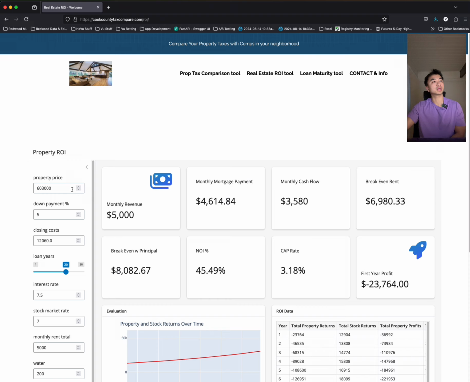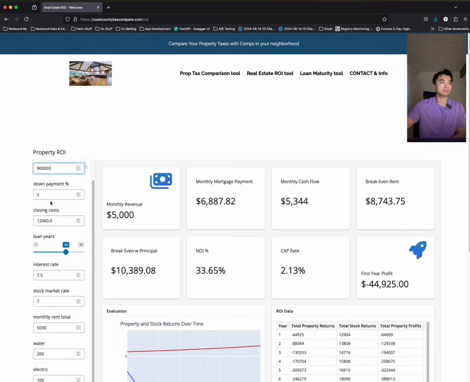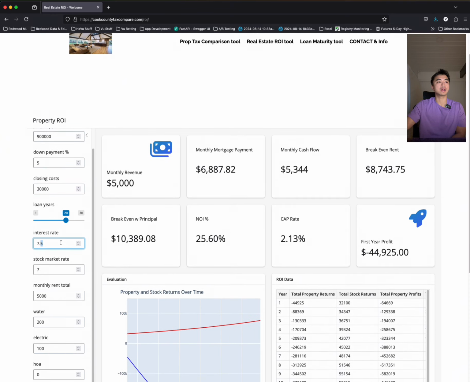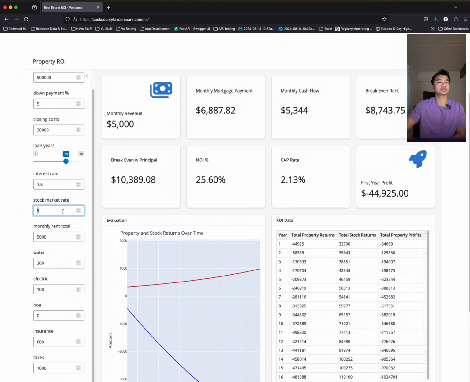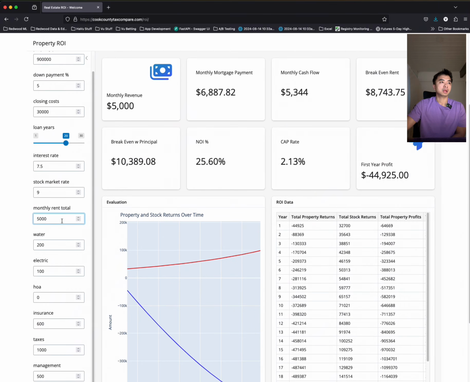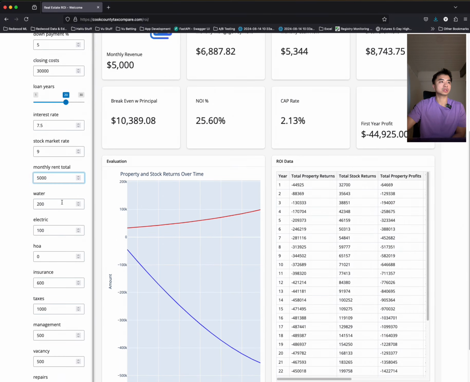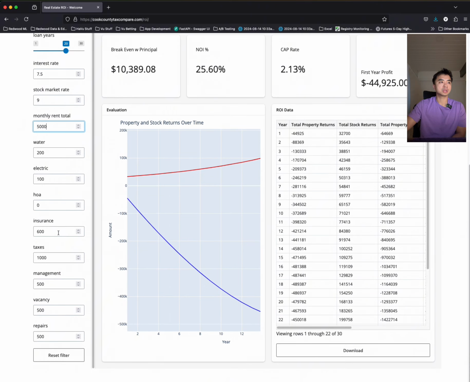So the third tool that I have is this real estate ROI tool. So let's say you're buying a property. Let's say it's a $900,000 commercial property, and you're putting 5% down, and closing costs will cost you about $30,000. And you're taking out a 20-year loan at 7.5% interest rate. Let's say the S&P, which is the stock market rate, is 9% right now. This is just used to compare what would happen if you invest your money in the stock market rather than the property. And your monthly rent total is $5,000, water is $200 a month, electric is $100, insurance $600, taxes $1,000, management $500, vacancy and repairs are $500 per month.